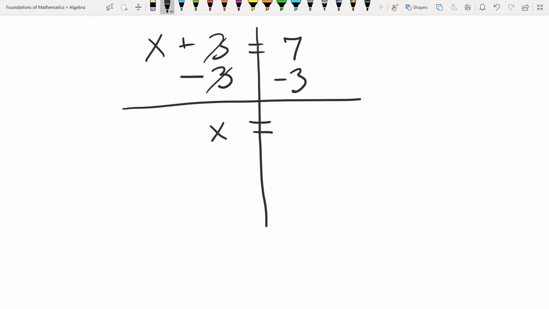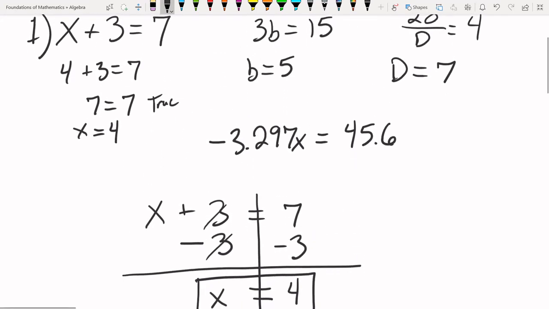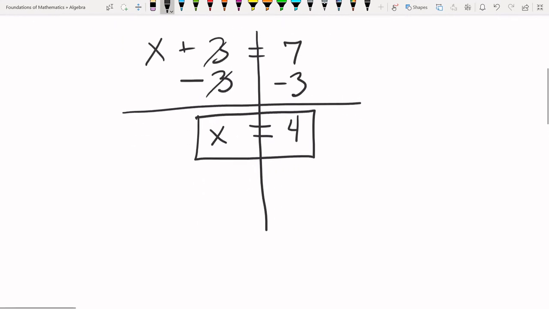On the other side of the equation, we have 7 minus 3. 7 minus 3 is 4. And that is our answer. And it was what we found before, right? We found that x equal to 4 gives us a true statement, so that's what we want. And this is how we solve a single step for addition and subtraction.